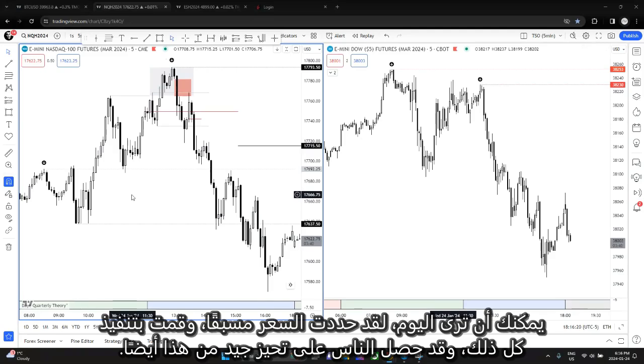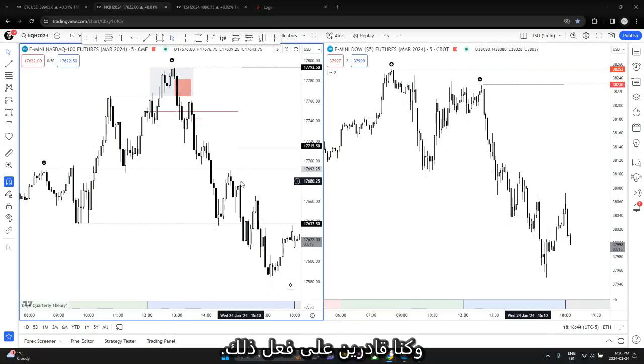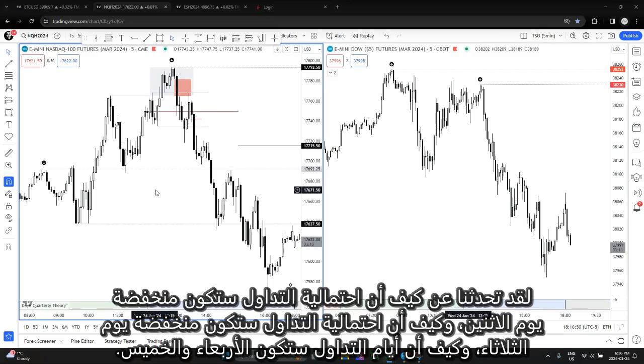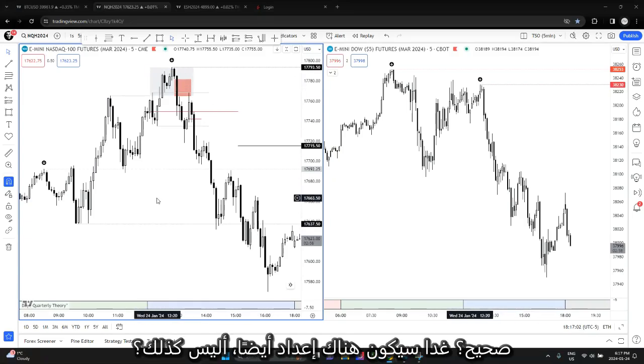You can see today I called price beforehand, executed, all of that. People got a good bias from this as well. Even, while other people were, okay, I don't want to talk about other people, but some people could not find their way in the market, right? And we were able to do so. We talked about how Monday would be low probability, how Tuesday would be low probability, and how the days to trade would be Wednesday and Thursday. And so far, so good, right?